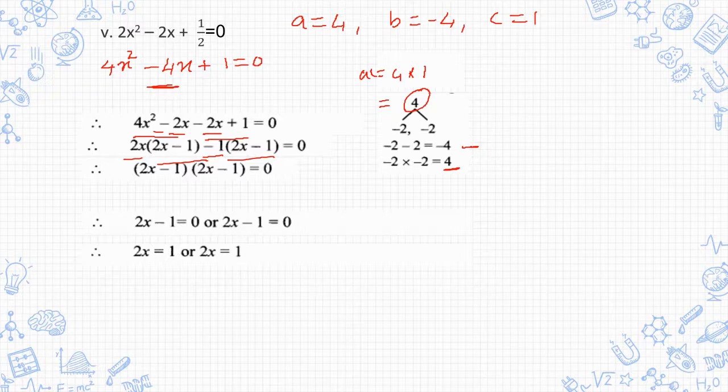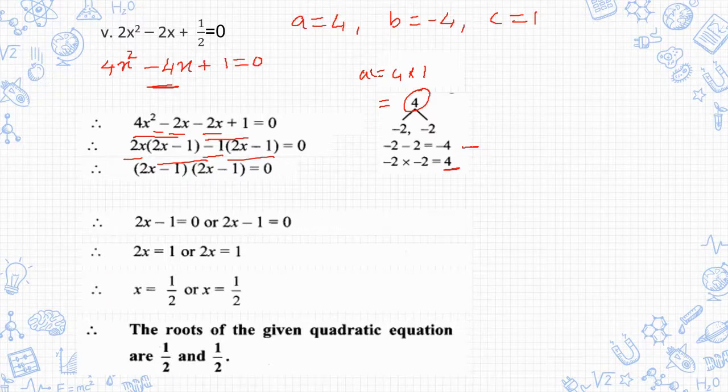Now both of the factors are the same. So in both the cases, if you take minus 1 on the other side, you have plus 1. So you have 2x is equal to 1. Now if you take 2 on the other side, it will get divided. So you will have x equal to 1 by 2 in both the cases. So the roots of the given quadratic equations are 1 by 2 and 1 by 2.